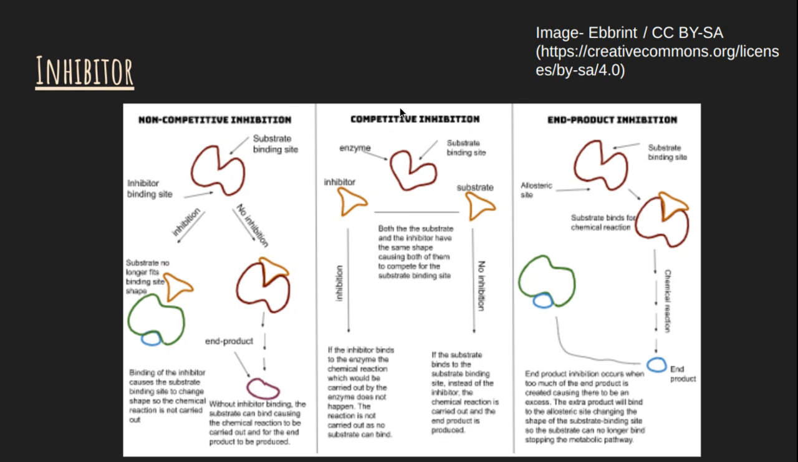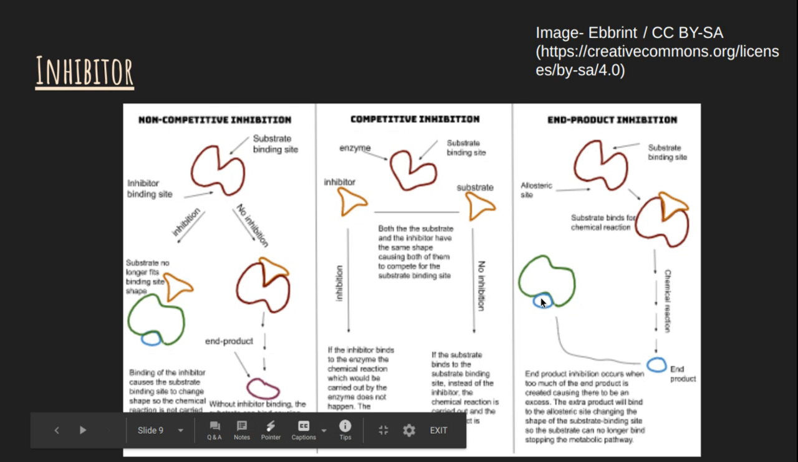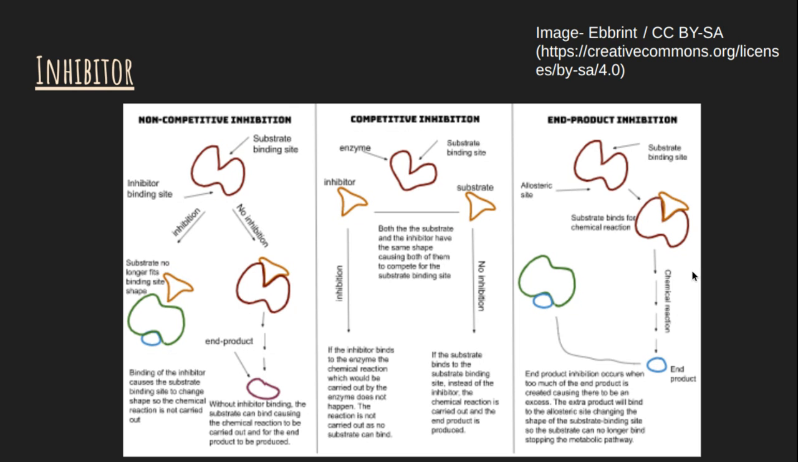Then we have what we call a competitive inhibitor, and that's really just where an inhibitor of the same shape as the substrate will bind here and prevent the substrate from binding. With the end product inhibitor, you can see this is the substrate. The substrate comes out as a product, and then the product becomes an inhibitor. So these are the three main types of inhibitors. These are the only three that we really need to know in AP Biology.